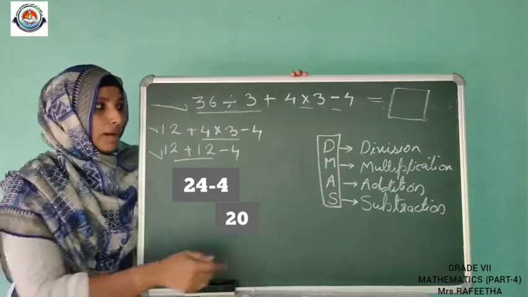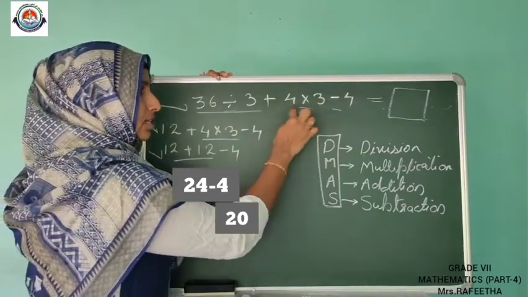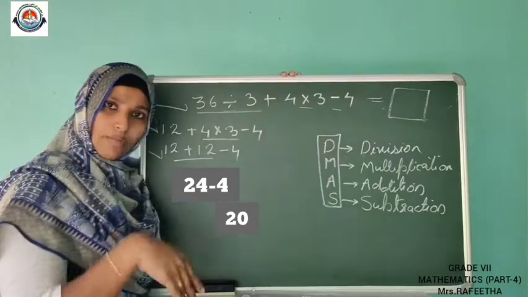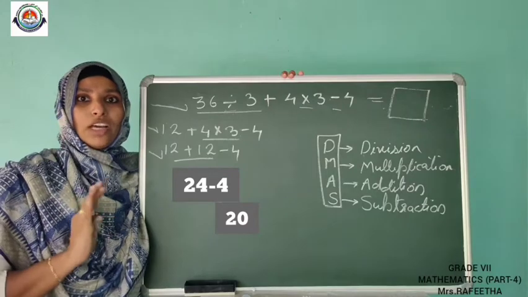How do we get this? By using the DMAS rule. If you do first division, then addition, then multiplication, then subtraction, the answer will be wrong. Sure, you will get an answer, but the answer you get will be wrong.